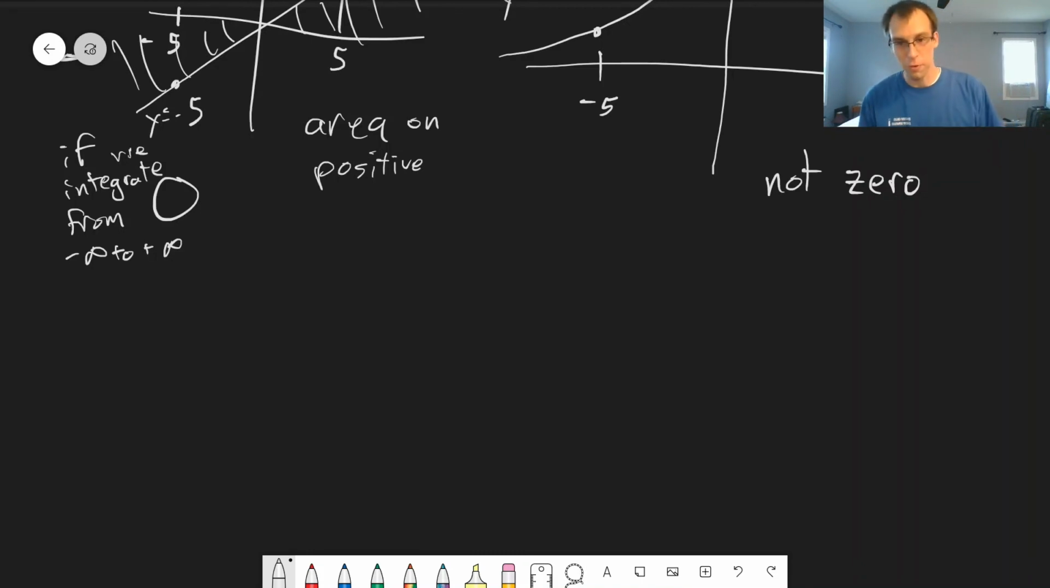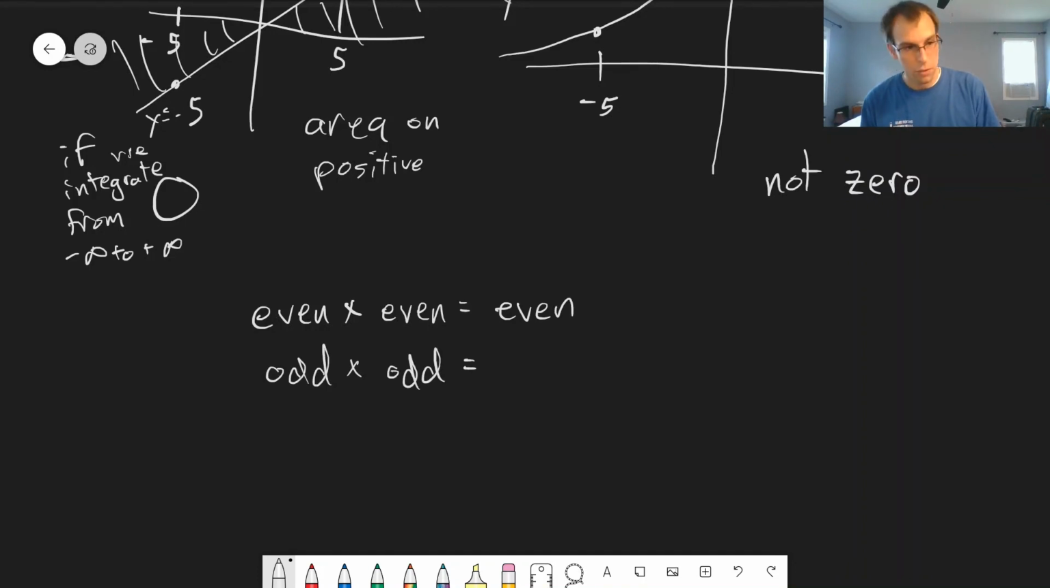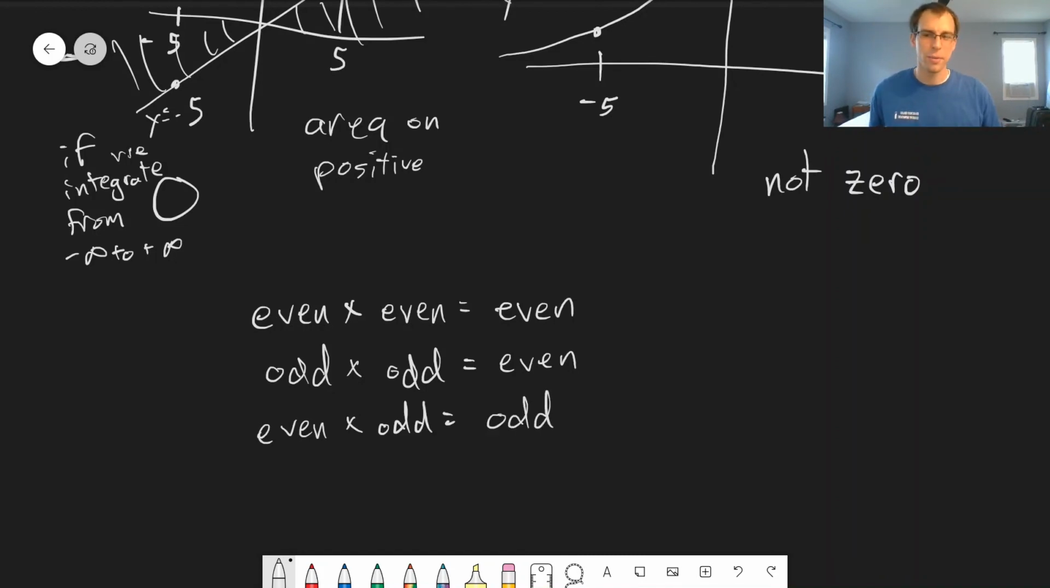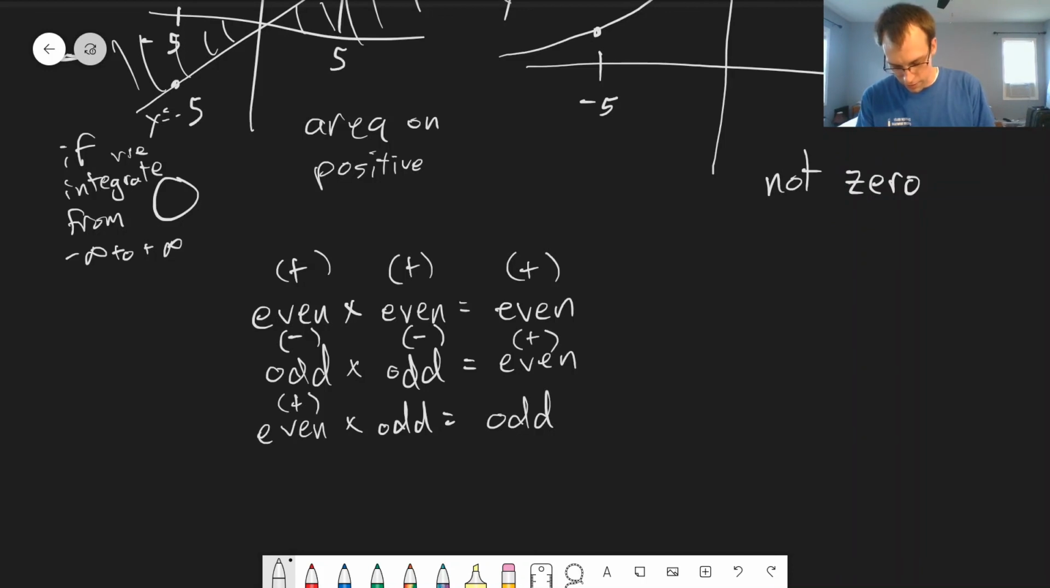So just general properties for when we're talking about functions: an even function times an even function will give us an even function. An odd function times an odd function will give us an even function. And an even function times an odd function will give us an odd function overall. This is similar to if we took positive and negative numbers. A positive times a positive gives a positive. Negative times a negative also gives a positive, and positive times negative gives negative, right?